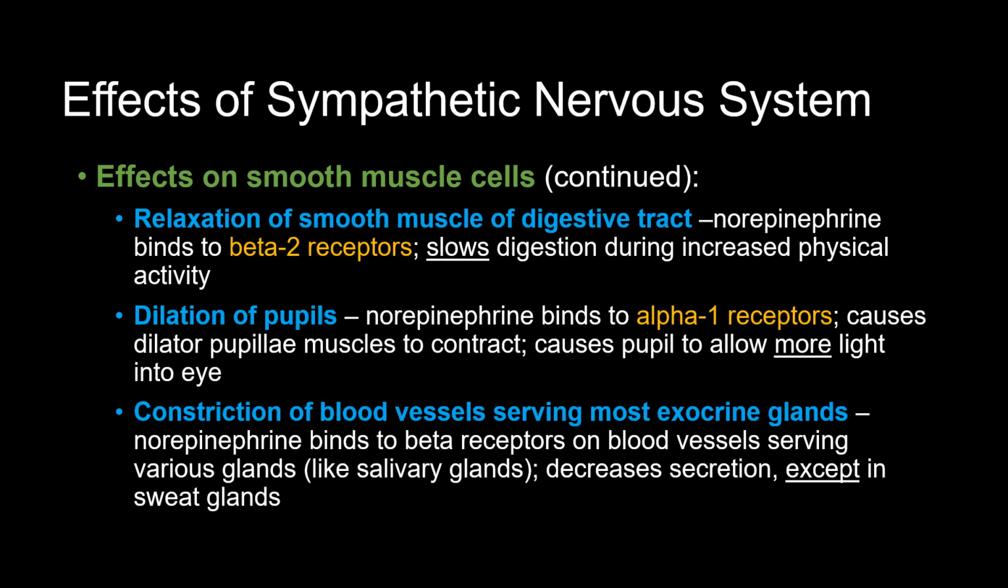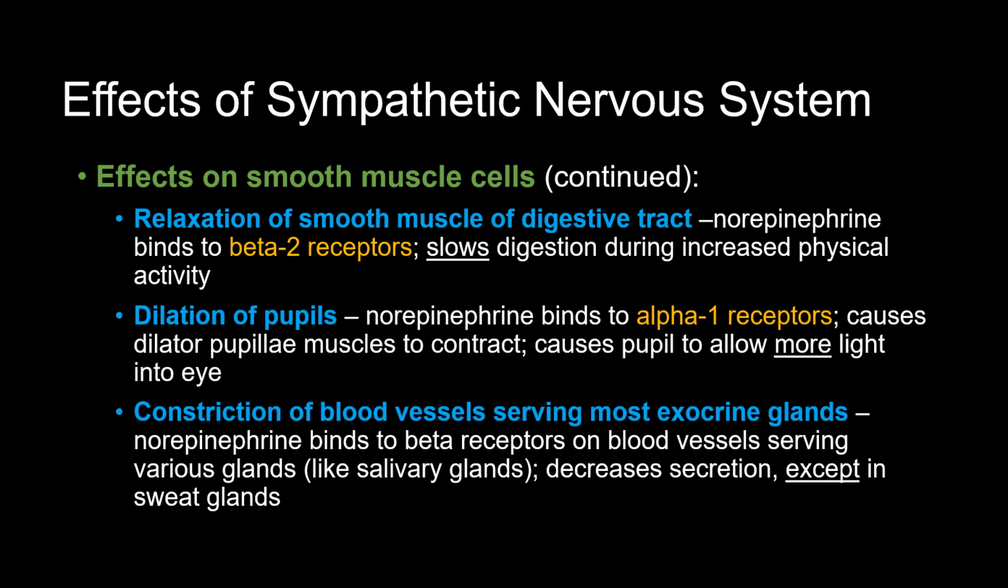So more effects. There's relaxation of the smooth muscle of the digestive tract. And so, although stimulation by the sympathetic nervous system causes some smooth muscle to contract in the digestive system, when norepinephrine binds to beta-3 receptors, it leads to the relaxation of the remainder of the smooth muscle. And so this actually decreases the movement of food through the digestive system, and it overall slows the digestive process down.